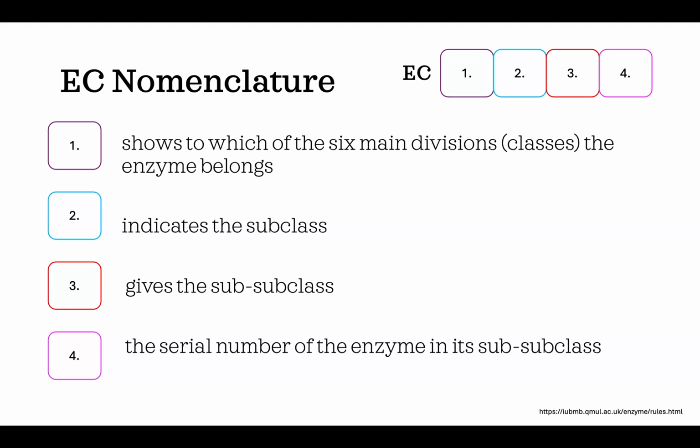If you look at the upper right corner, you have an EC and numbers 1, 2, 3, 4. What it says is that each enzyme is assigned a unique EC number in the format that I've just described, and each number has a specific meaning. For instance, number 1 shows to which of the 6 main divisions or classes the enzyme belongs. Actually, in 2018, they added another class, so there are now 7 main divisions or classes. Number 2 indicates the subclass. Number 3 gives the sub-subclass. And number 4 is the serial number of the enzyme in its subclass.